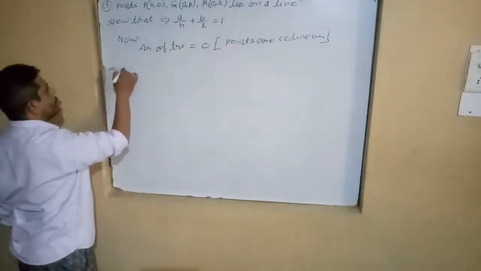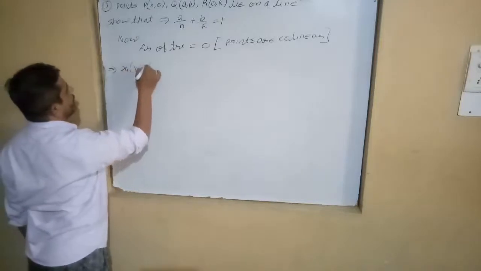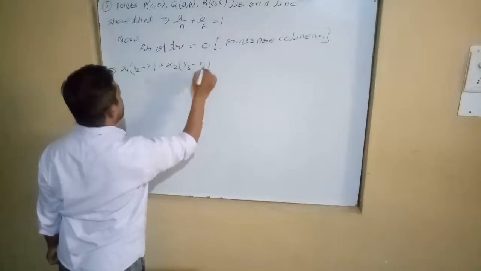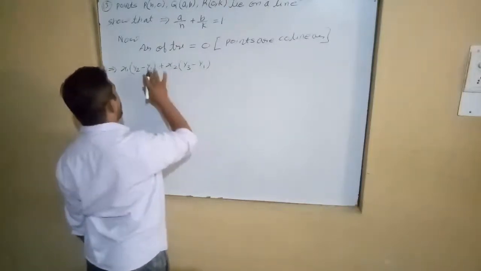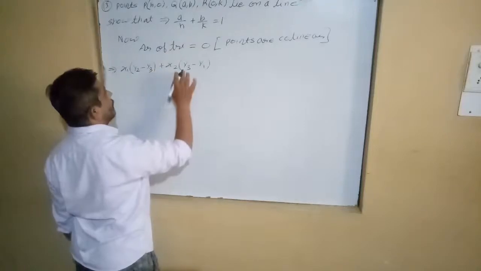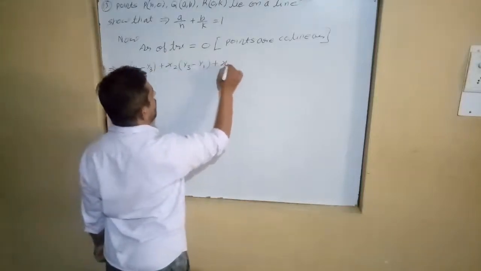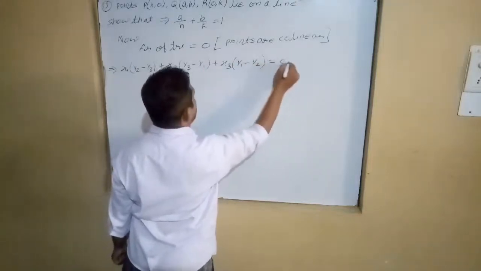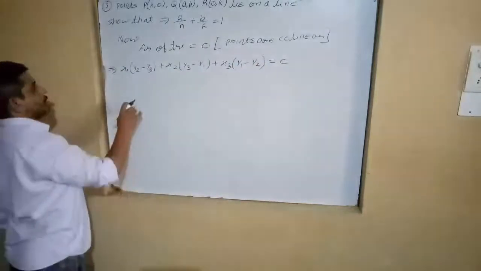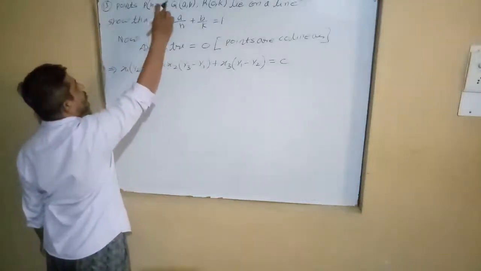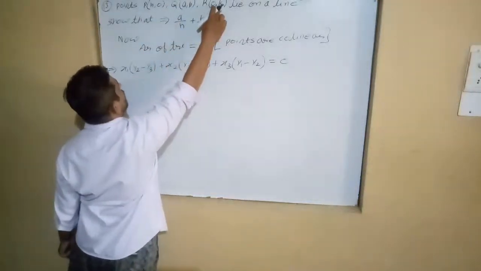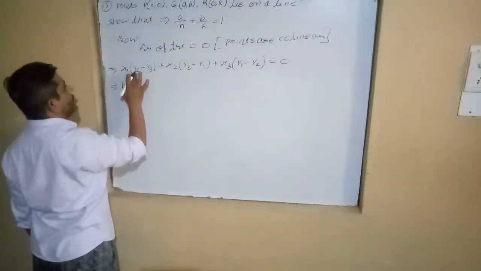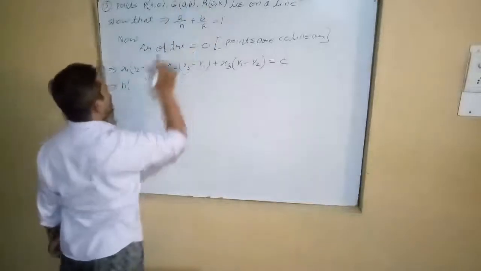So area of triangle, what is the formula? Last year we read it very well. x1 (y2 minus y3) plus x2 (y3 minus y1) plus x3 (y1 minus y2), and it will be 0. Now put the values. Let this be (x1, y1), (x2, y2), and this is (x3, y3). So x1 is equal to what? h. y2 minus y3 means b minus k.